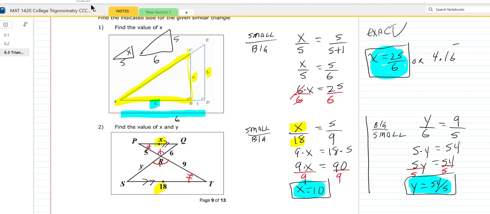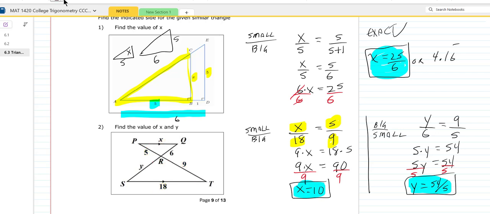Then I found another pair that corresponded. So we have the 5 matching up with the 9. Okay, you can cross multiply that to get 9x equals 90. Divide by 9, you get x equals 10. So that's how that gets put together.